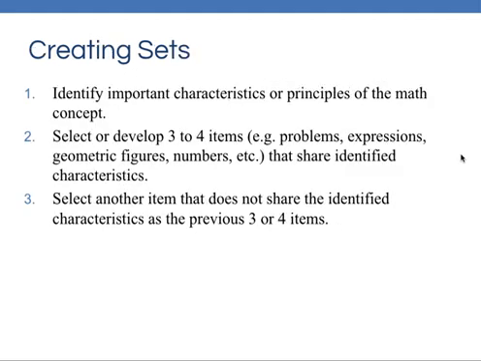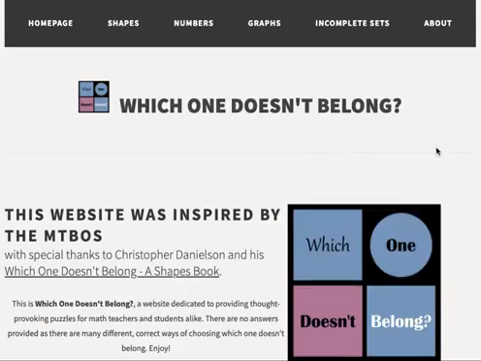They can also think about the idea of creating sets, identifying important characteristics and principles of the mathematics. Select or develop 3 or 4 items. The minimum would be 3. Generally, it's 4. Sometimes you can think about there being one particular item that doesn't belong, but you can also try to put a set together thinking about what would happen if all of them didn't belong.